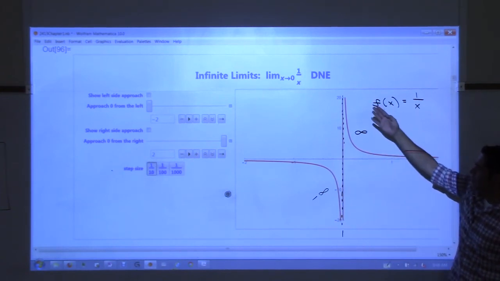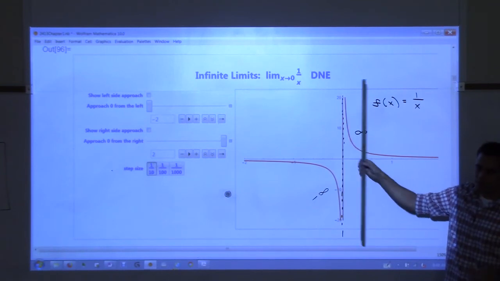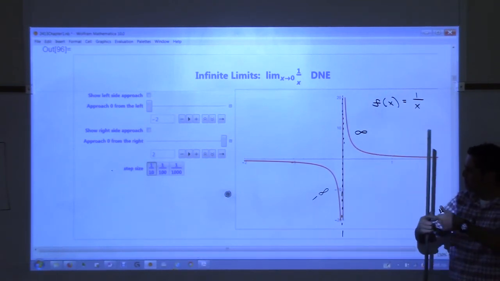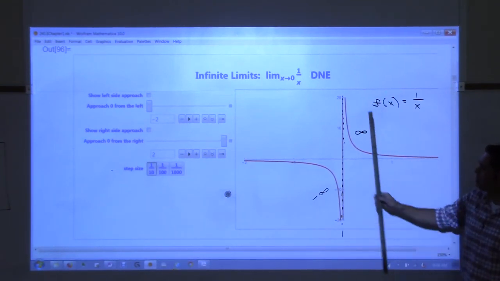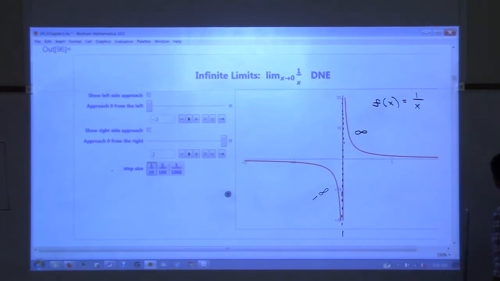The limit doesn't exist, but do you still have a vertical asymptote here? Yes. You still do. And I said that there was a connection, so I haven't made the connection yet, but I want you to see that even though the limit doesn't exist, we still do have a vertical asymptote here.